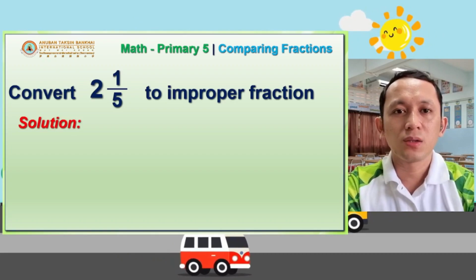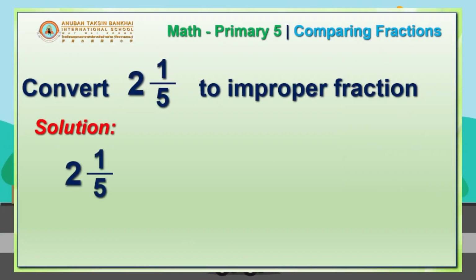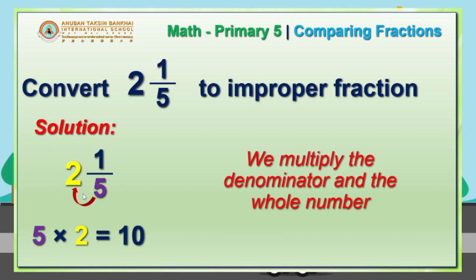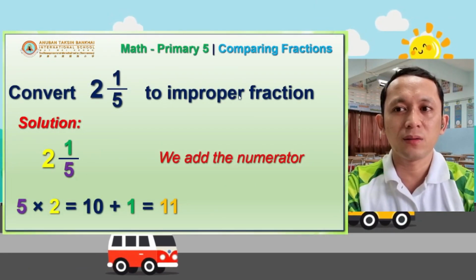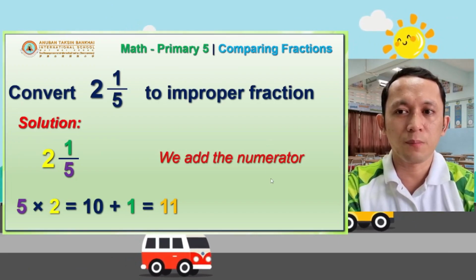Here's our solution. So we have 2 and 1 over 5. First, we are just going to multiply the denominator and the whole number. So you have here 5 times 2, we have 10. And then after we multiply the denominator and the whole number, let's just add the numerator. So we have 1 here, so we'll just add 10 plus 1 is equal to 11. That's a very simple process in how to convert mixed number to improper fraction.